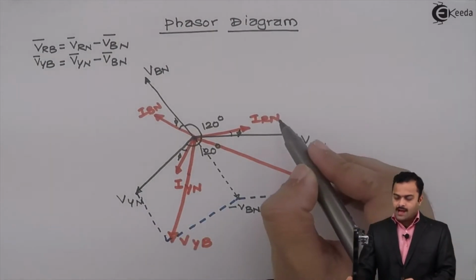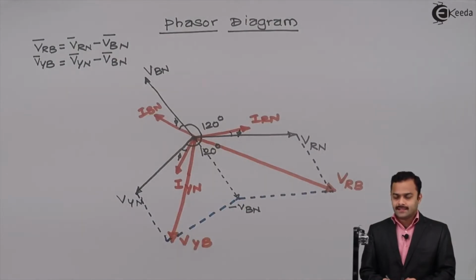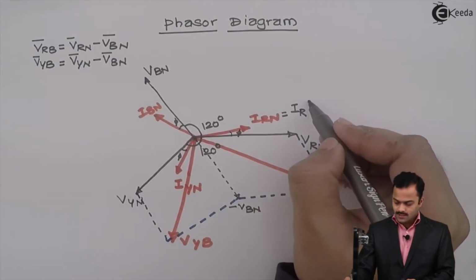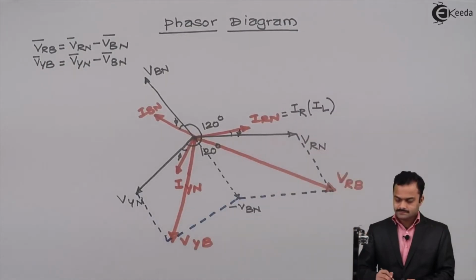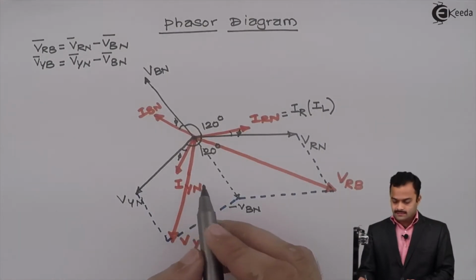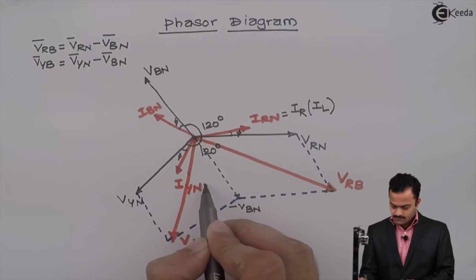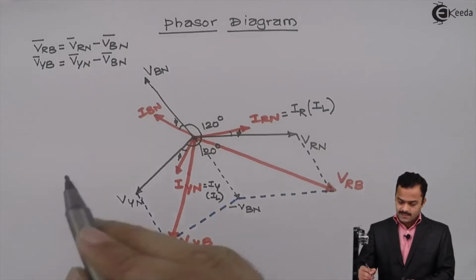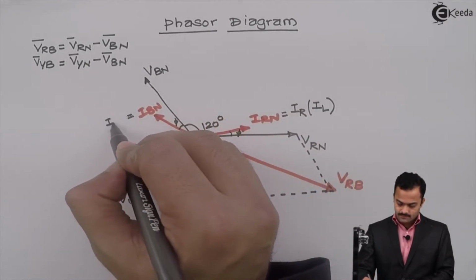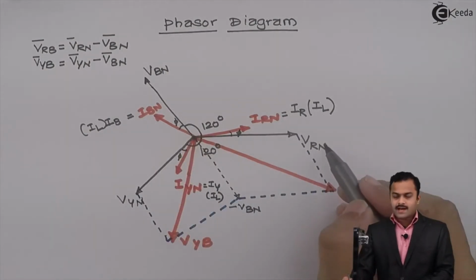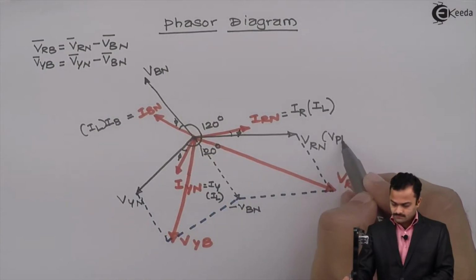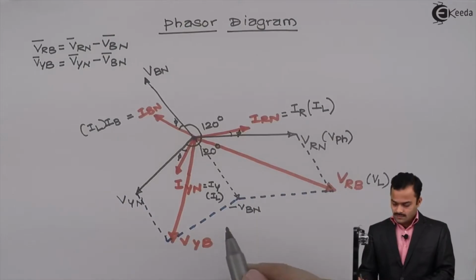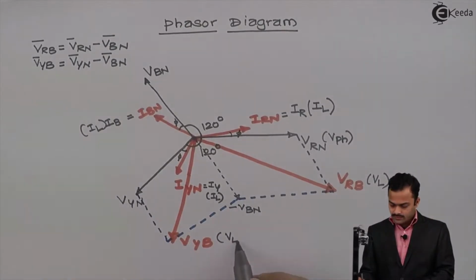Now remember, IRN is a phase current. For a star connected load, this IRN is the same as IR, and that is the line current. IYN is the same as IY, that is once again the line current. The same is the case for this IBN. VRN is a phase voltage, but VRB will be a line voltage. In the same way, VYB is also a line voltage.